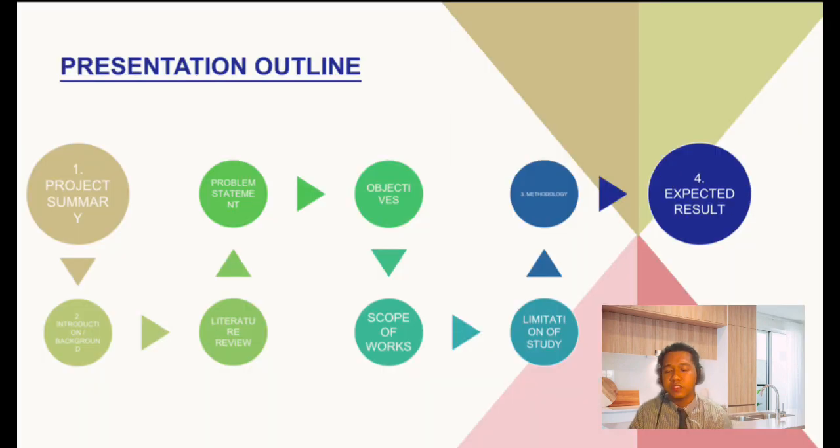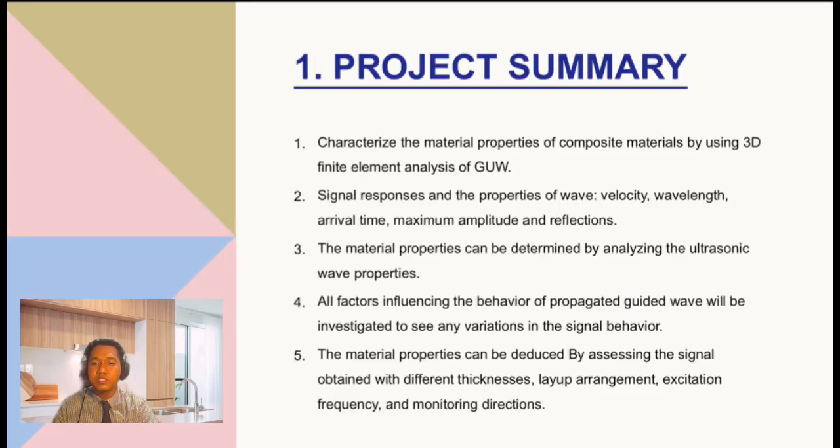Next slide is the presentation outline that consists of four main agenda. The first one is a project summary. The second one is introduction and background, that consists of literature review, problem statement, objective, scope of material, and the limitation of the study. The third one will be the methodology, and the last agenda will be expected result. Move on to the first agenda, which is a project summary.